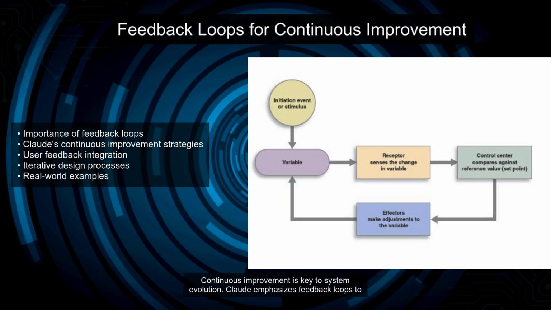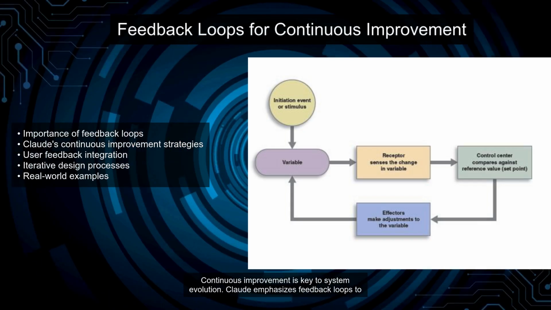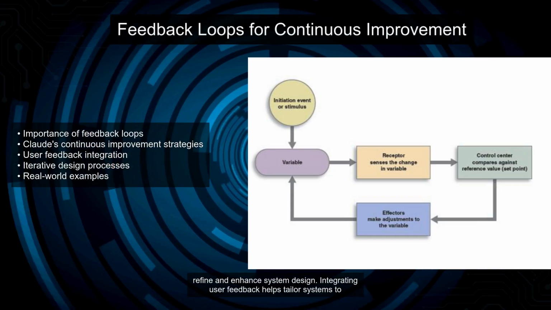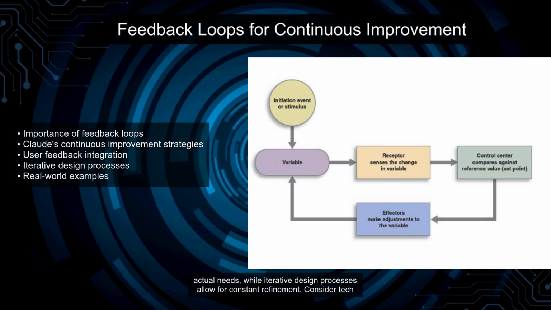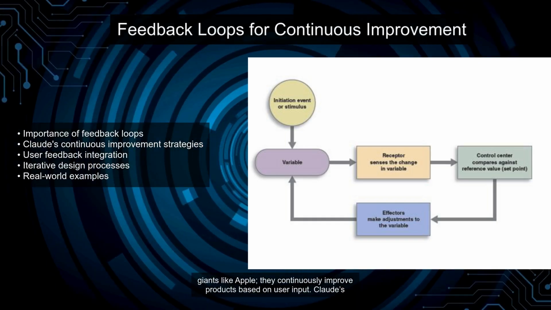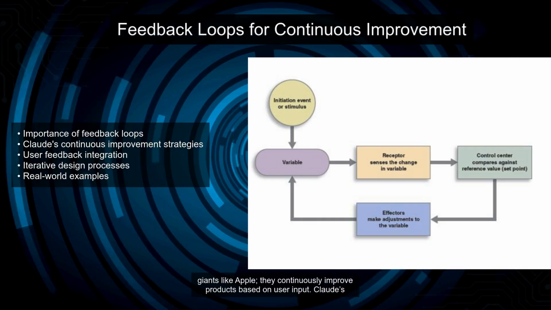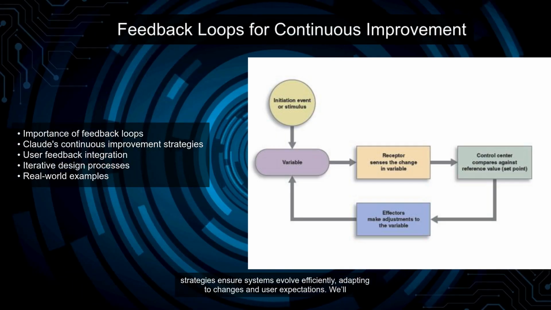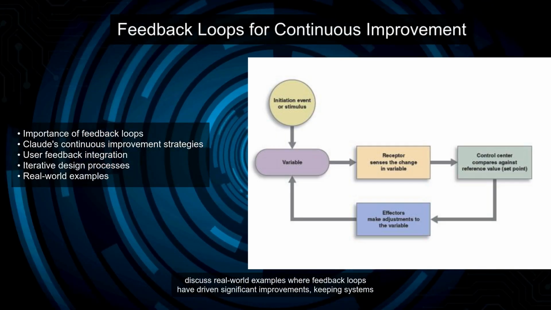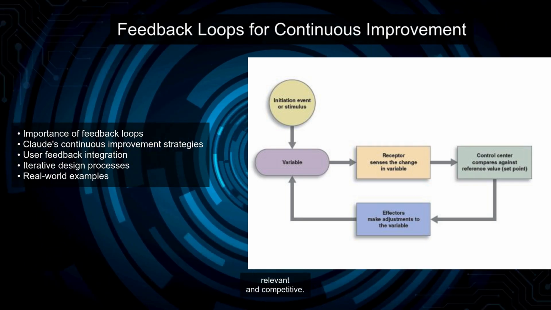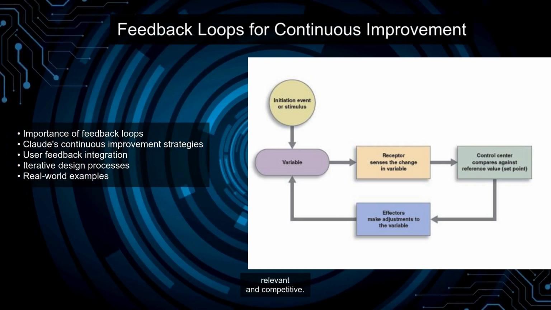Continuous improvement is key to system evolution. Claude emphasizes feedback loops to refine and enhance system design. Integrating user feedback helps tailor systems to actual needs, while iterative design processes allow for constant refinement. Consider tech giants like Apple. They continuously improve products based on user input. Claude's strategies ensure systems evolve efficiently, adapting to changes in user expectations. We'll discuss real-world examples where feedback loops have driven significant improvements, keeping systems relevant and competitive.